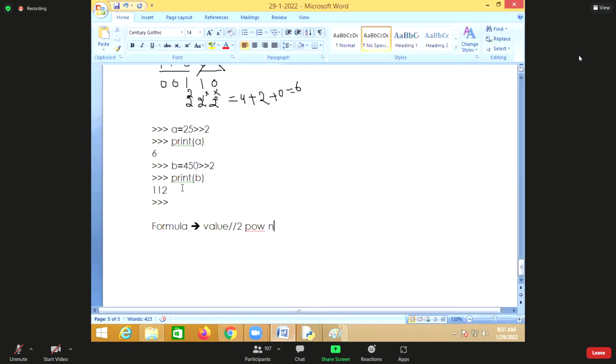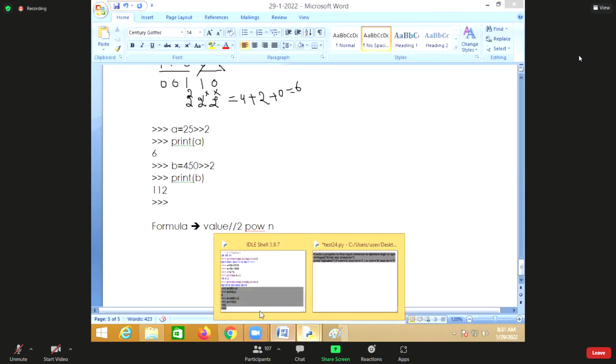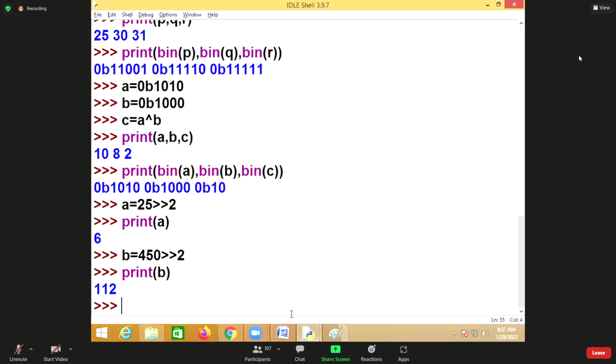Yes. Now if you take 450 slash slash 2 to the power of 2, 2 to the power of 2 is what? 4. And 450 slash slash 4 is equivalent to what? 112. So you can define any number of bits you can shift. Now C equal to some, okay, 256, right shift. I want to shift 5 bits.